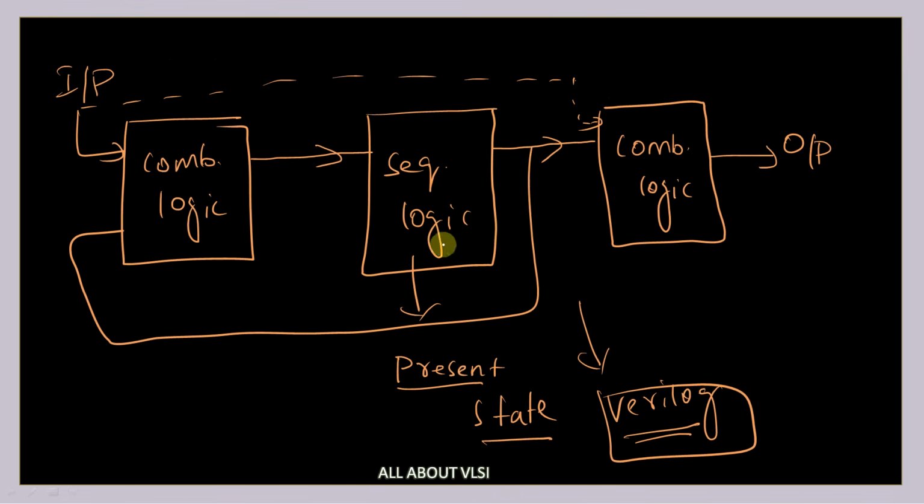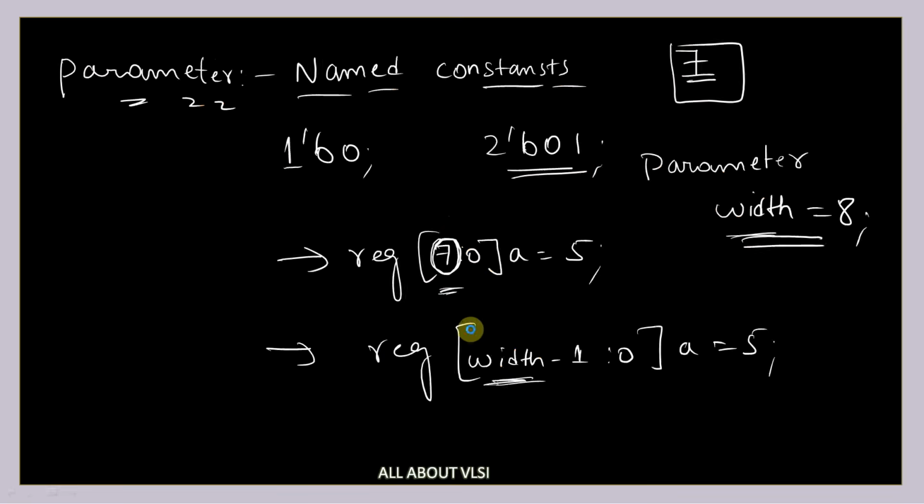Now what are we going to do? We are going to write our present state logic. What do you mean by present state logic? You can refer to this particular diagram which I have drawn here. The logic which is going to decide your present state is nothing but your present state logic. This we need to write down, right? Yeah. So how to write it?